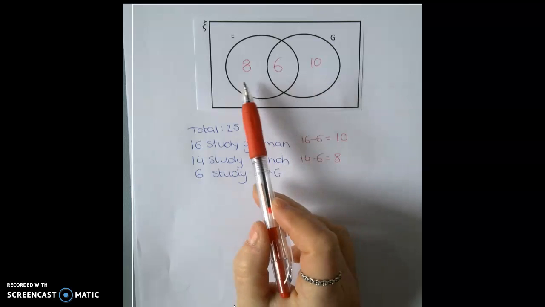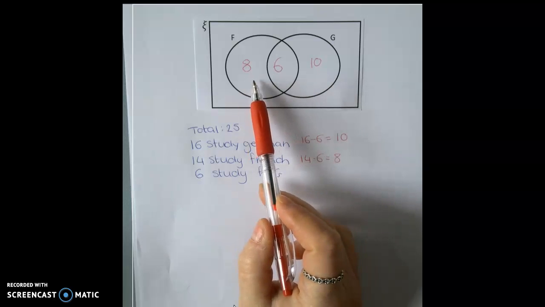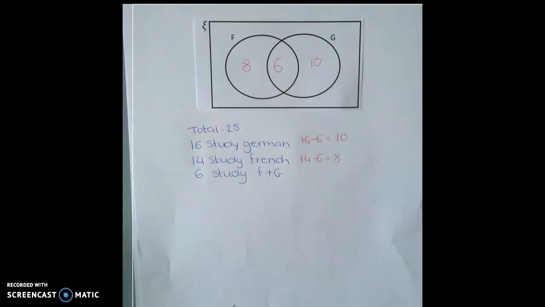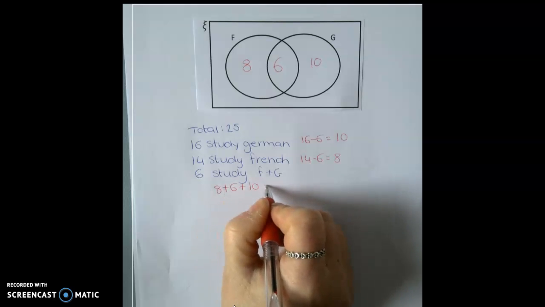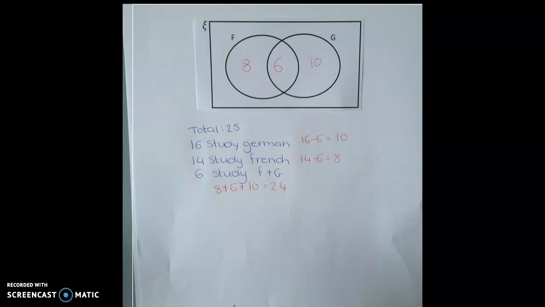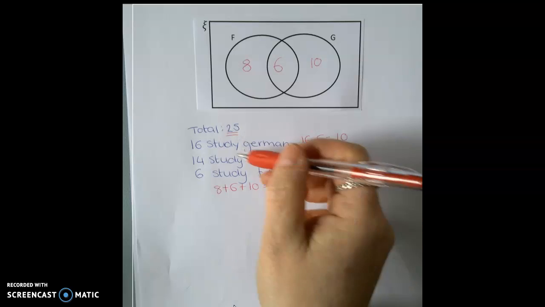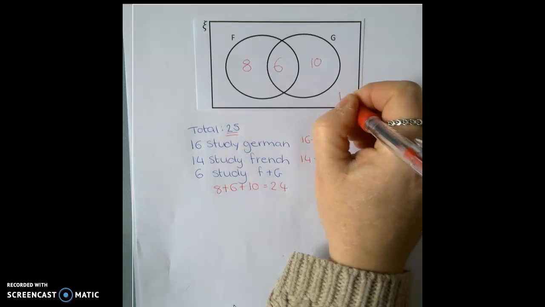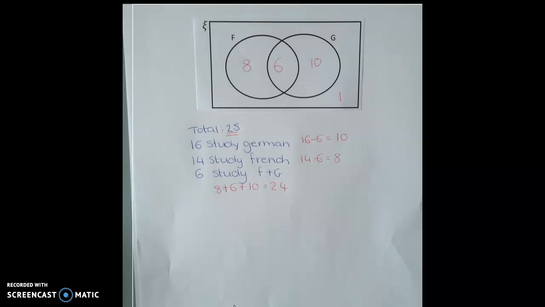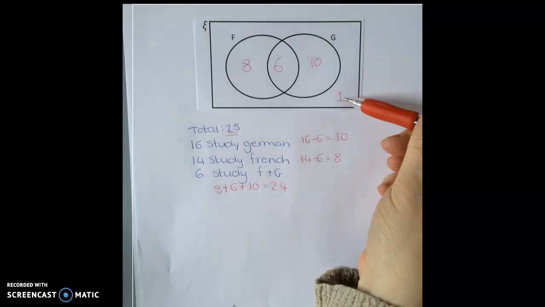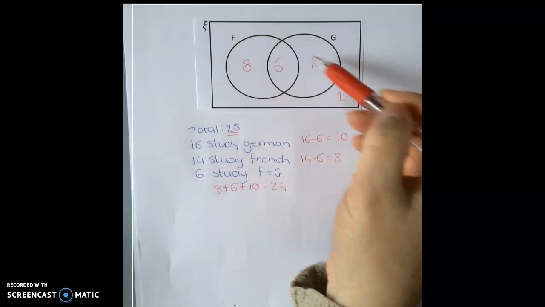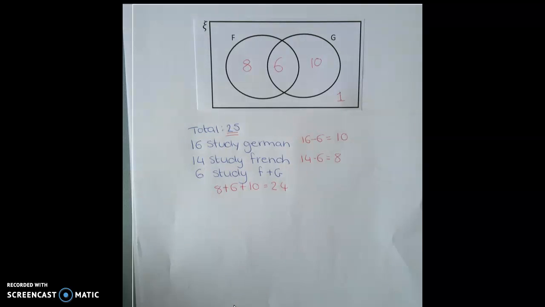So if we added those all up together, we would be left with 24. So if I just quickly add those together so you can see, equals 24. But we know we have a total of 25 students. So there is a difference of 1. So there must be 1 student who doesn't study French or German. Okay, so you mustn't forget the elements that might be on the outside and not in either of your sets. This might be a student who doesn't study either French or German.